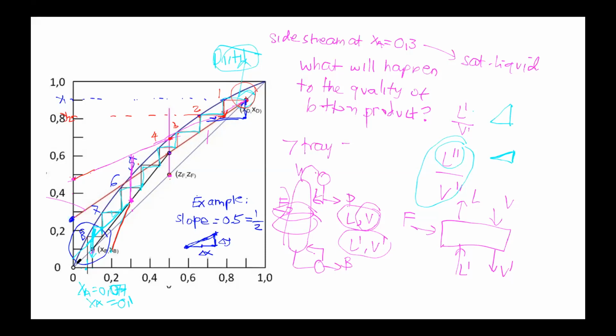But in this case, if you want the distillate here, and then you want to add a side stream at 0.3 because it is saleable, it can be sold, the remaining one will still have a higher purity of A. So we're just talking about the purity of A.